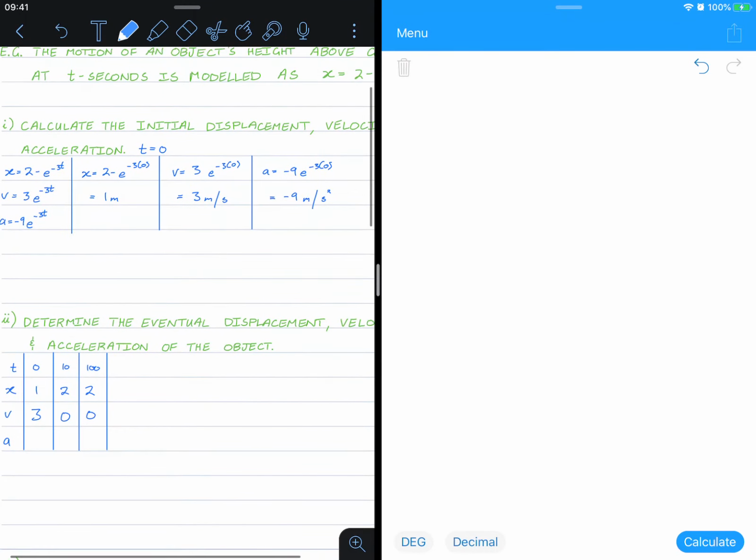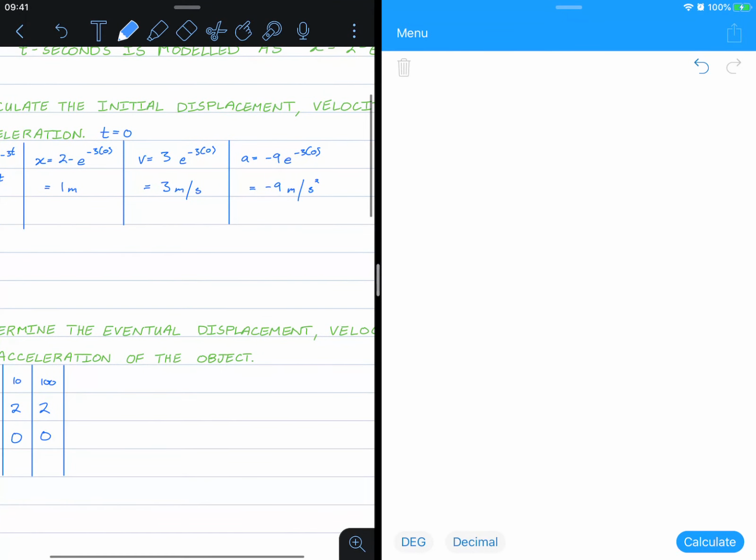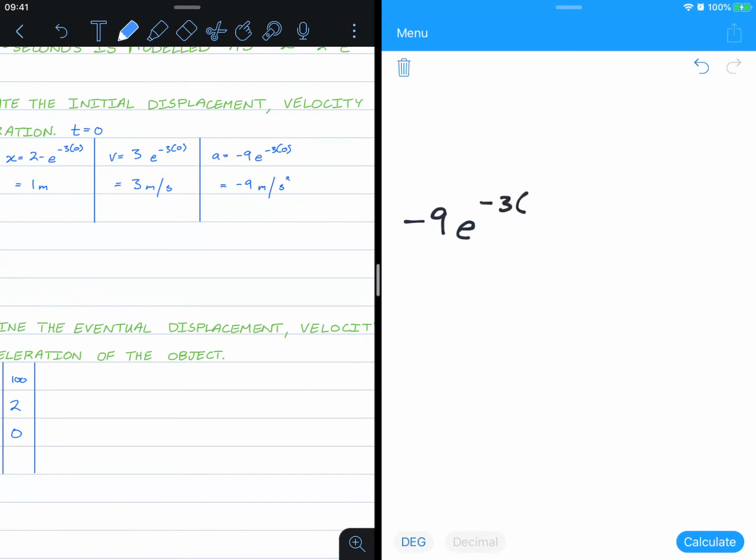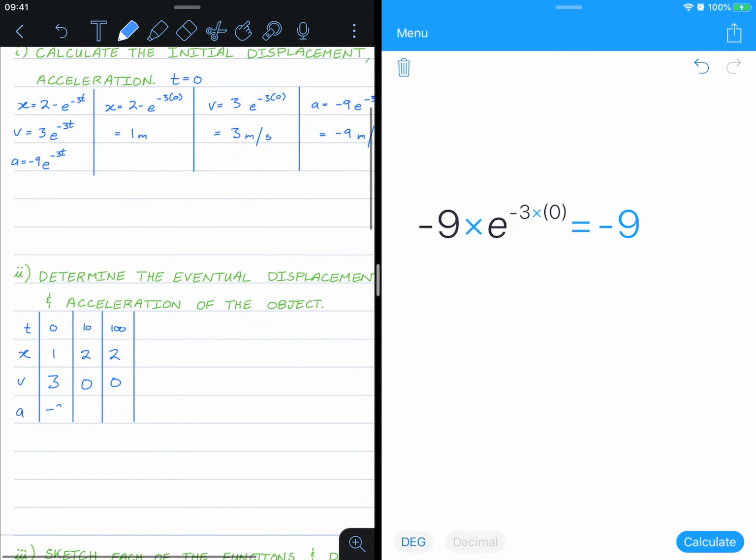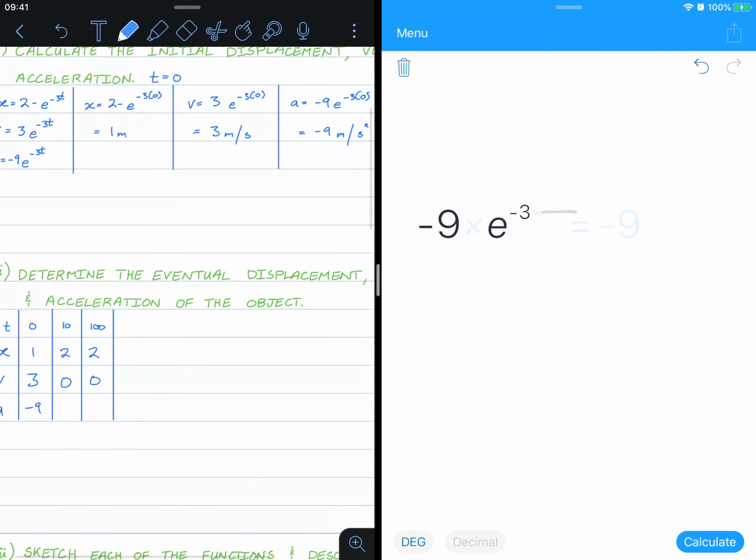Testing this for acceleration, negative 9 e to the power of negative 3 times 0, negative 9 times 10. I think this is also tending towards 0.